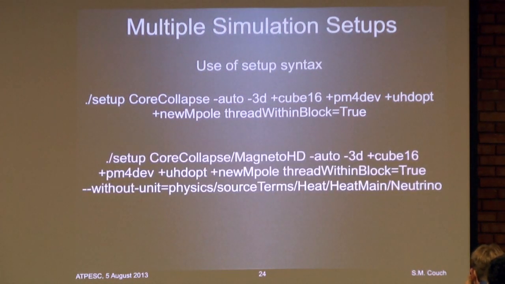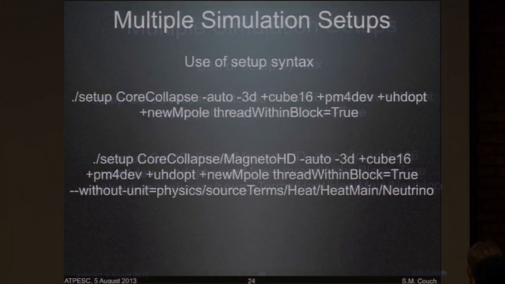If I wanted to do the MHD simulation with neutrino leakage, I would modify this to say, okay, core collapse/magneto HD, great. Everything else would be the same. I would add this line, --without-unit, physics/sourceTerms/heat/main/neutrino. And since our parent unit core collapse only requested neutrino heating, didn't require it, it's fine with this. It says, okay, you're just requesting this unit. I don't have to build it in if you tell me not to at setup time. And that's what this will do. It won't build that unit in that conflicts with our neutrino leakage scheme.